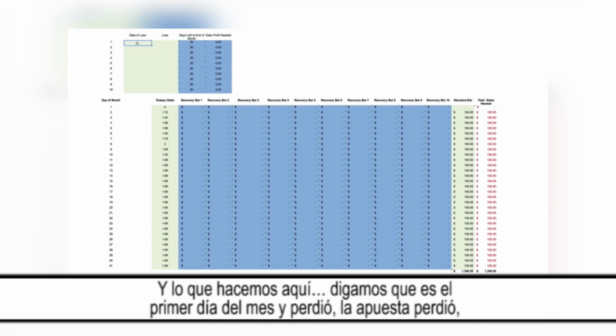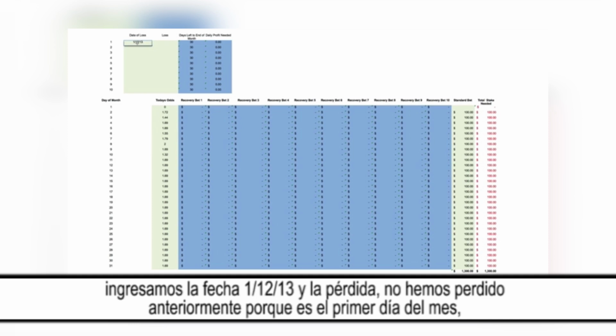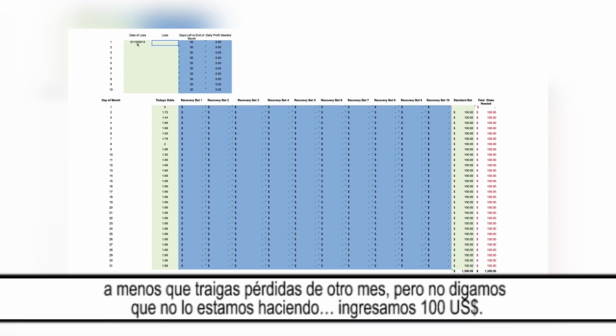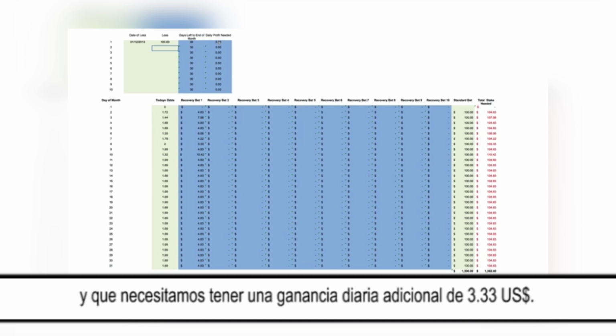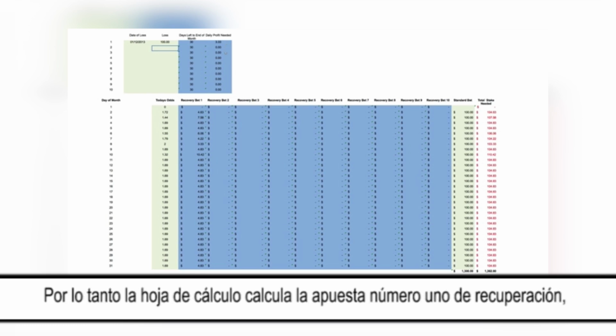And what we do here, let's say it's the first of the month and it lost. So the bet lost. We enter the date, 1st of the 12th, 13, and the loss, because we hadn't had any losses previously, because it's only the first day of the month, unless you're carrying over from a previous month, but let's say we're not, we enter $100. This automatically calculates, if you see up here, that we have 30 days left to recover that $100, and we need to have an extra daily profit of $3.33.